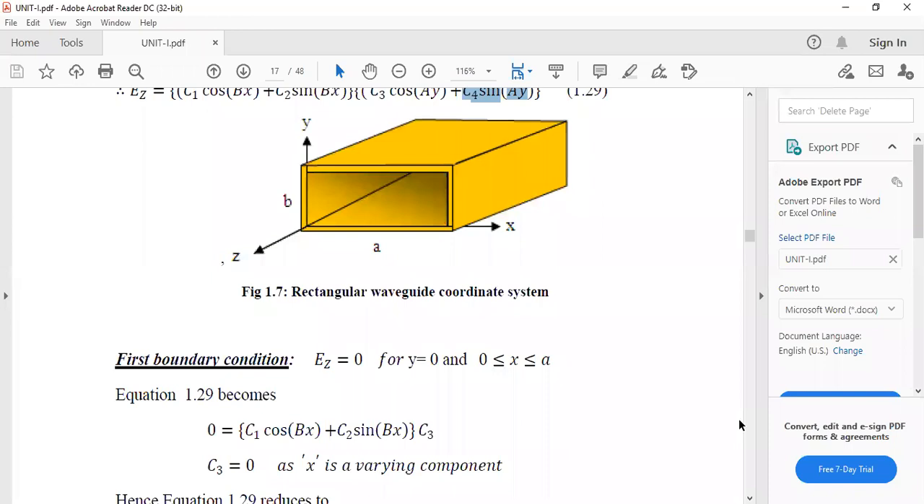M7? Yes, sir. Are you following the things?